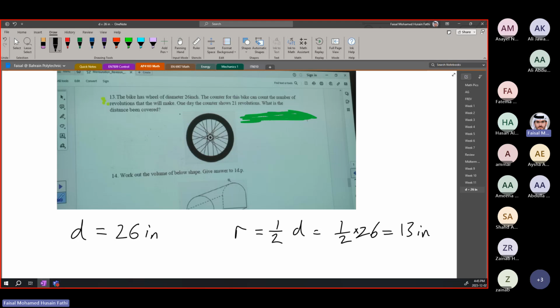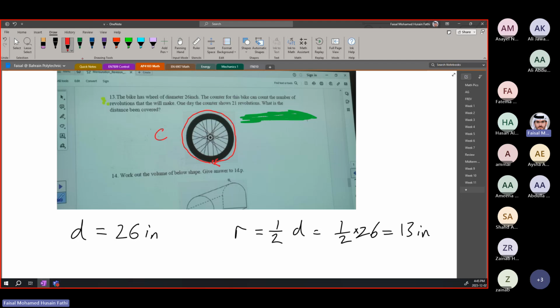The counter for this bike can count the number of revolutions. What does that mean? Here we have a tire cycle. Okay, this wheel. Let's say the starting point is here. The number of revolutions is how many times this wheel will turn completely and come back to this exact same point. So what is this? This is the circumference of the circle. One revolution is one circumference, meaning the distance of one circumference, basically.